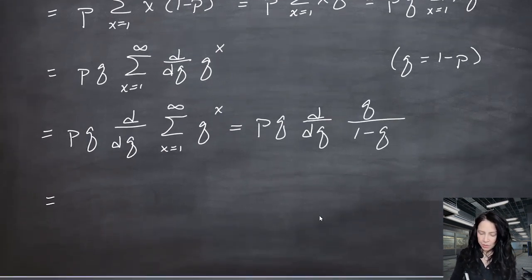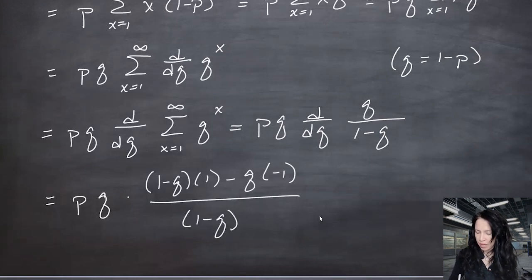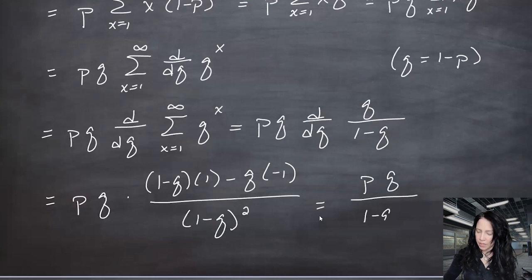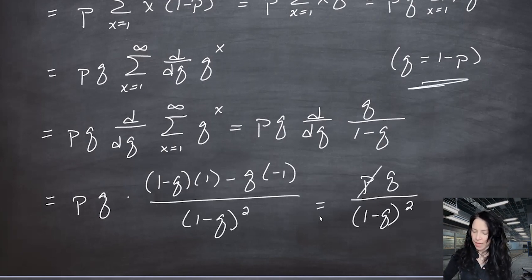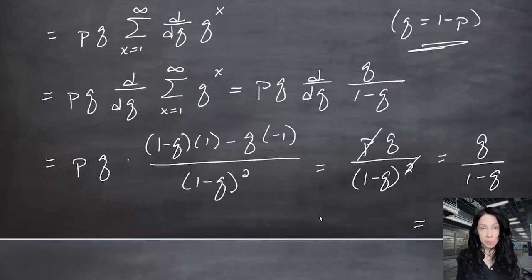And we need to take its derivative. So quotient rule, I'm going to take the bottom times the derivative of the top minus the top times the derivative of the bottom over the bottom squared. And everything is canceling out of that numerator. So I get P times Q over 1 minus Q squared, but P is 1 minus Q. So this will cancel with one of these. I get Q over 1 minus Q, and putting it back to the P notation, we have 1 minus P over P. So that is the mean or expected value for this particular geometric distribution.